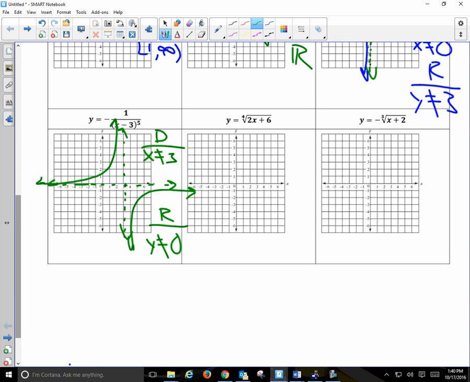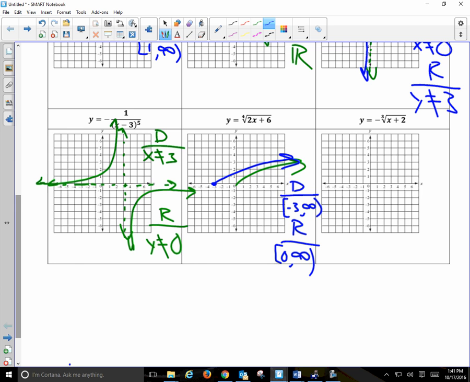4th root, what's a 4th root going to look like? Yep, look like a square root. So I'll draw the parent function. We'd head off just like that. Everything's on the inside here. What would you plug in to make 0? -3. So it will move to the left 3 units. That's what we got. Domain. And then range 0 to infinity.